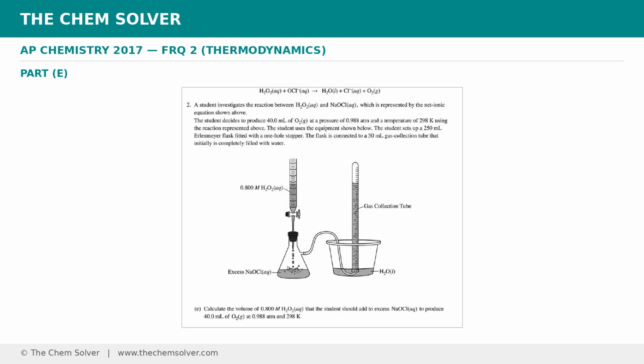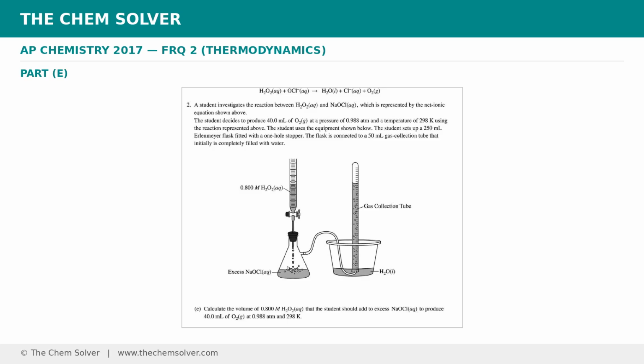The student decides to produce 40.0 milliliters of O2 at a pressure of 0.988 atmospheres and a temperature of 298 Kelvin using the reaction represented above. The student uses the equipment shown below. The student sets up a 250 milliliters Erlenmeyer flask fitted with a one-hole stopper. The flask is connected to a 50 milliliters gas collection tube that initially is completely filled with water.